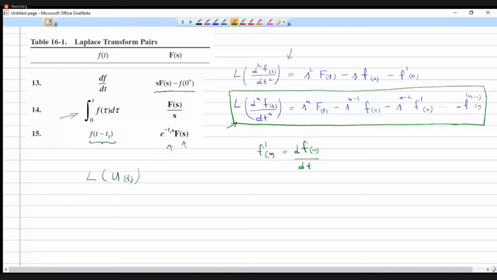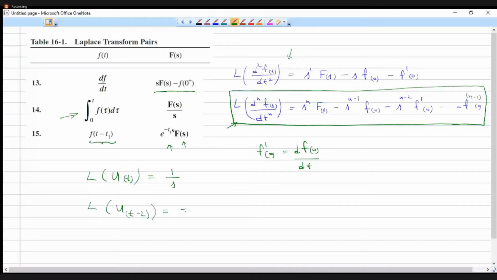So the Laplace transform of u of t is equal to 1 by s. Okay. Now I want to find what is the Laplace transform of u of t minus 2. It is time shifted, right? It is delayed by 2 seconds. That is right shifted. So what should I do?